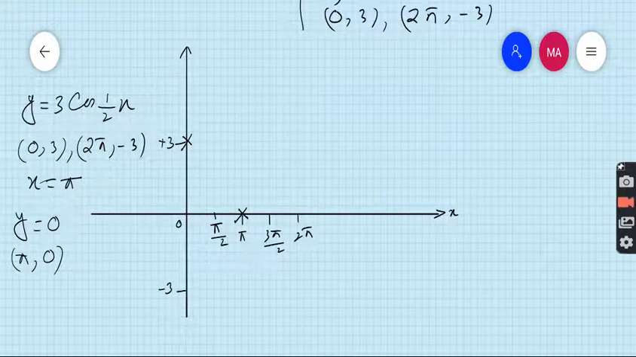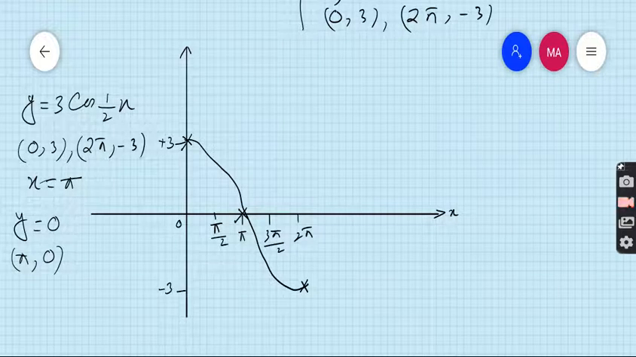At 2 pi, the value is minus 3. So if we join these 3 points, this is our final graph, because we will not go beyond 2 pi. Okay, so this is our final answer.